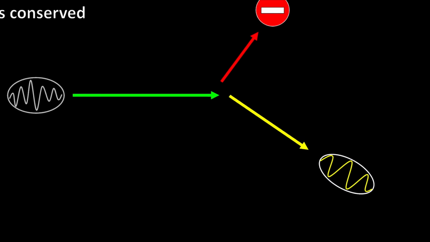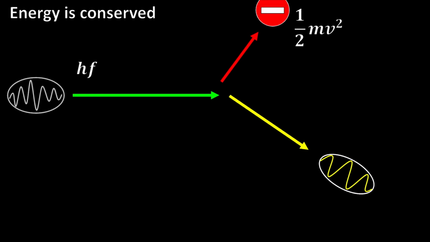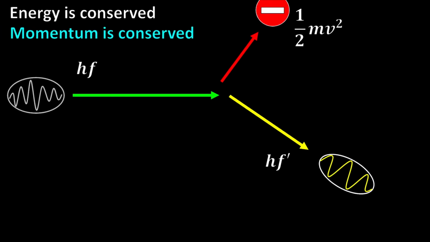This is going to be an elastic collision where energy is conserved, and we can calculate the energy of the photon with hf, the energy of the electron with half mv squared, and the new photon with hf prime being the new frequency. We can also track momentum, as momentum will be conserved, and we can find the momentum of the photon with hf over c, momentum of the electron with mv, and momentum of the new photon with hf prime over c.